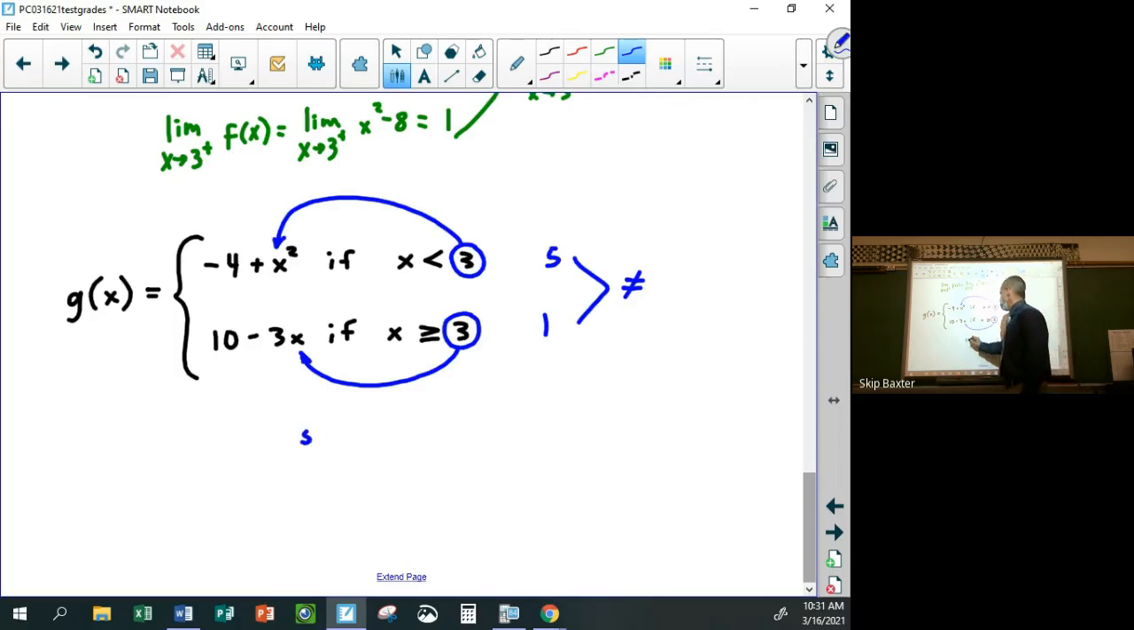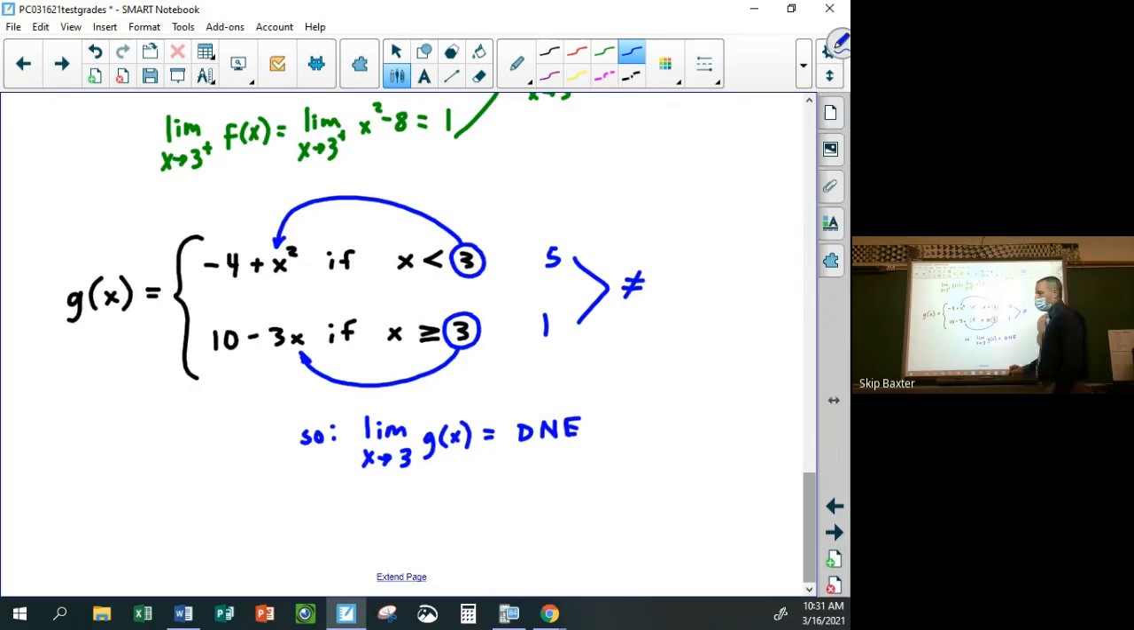So if they asked us what's the limit as x goes to 3 of g of x, you'd say it does not exist. If they asked you either of the one-sided limits, they're right here. This is the limit as x goes to 3 from the left side, and this is the limit as x goes to 3 from the right side. So we can answer any of those 3 questions.